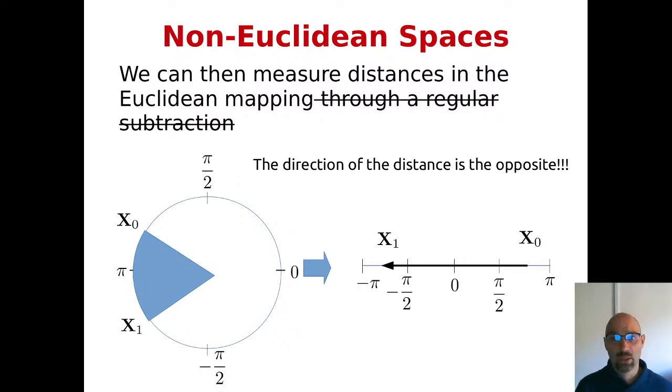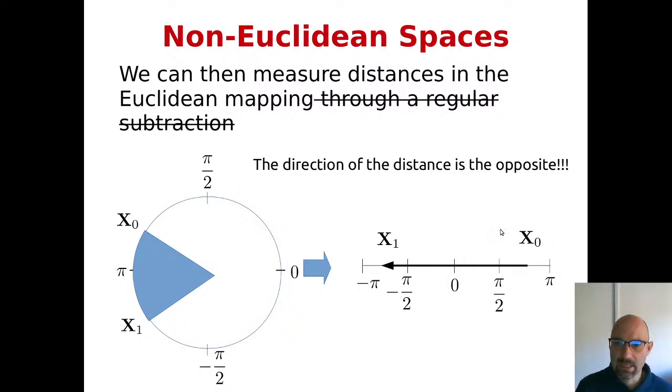So an idea of this generic procedure would be, you know what? No one told me that my mapping has to start in the origin. I could make my Euclidean mapping starting from the point from which I want to measure the distances. So I could make my mapping starting from x0.